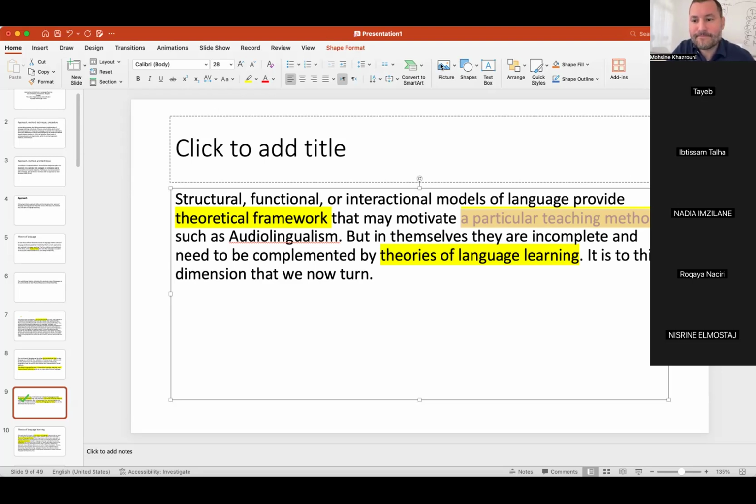Can I say something about theoretical framework? I'm going to leave this for Tayyib, but for you, Ibtisam, you can highlight this one: "But in themselves, they are incomplete." Just this. Elaborate only on this phrase. And I have already explained this.